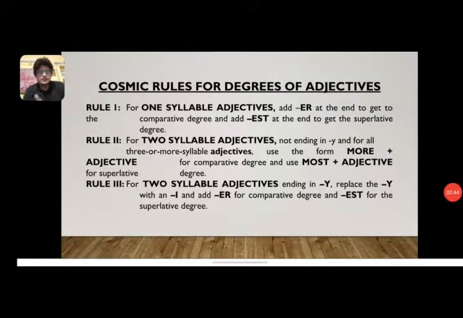These irregular adjectives don't take up any particular rule. They are not governed by any rules that we've discussed so far. For example, good changes to better and best for the respective comparative and superlative degrees. Similarly, far changes to farther and farthest for its comparative and superlative degrees. Similarly, many becomes more and most. So these are all irregular ones.